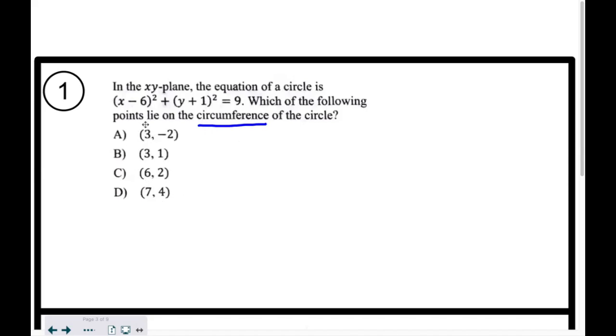So I'm going to plug in 3 for x. I'm going to write this out, but you might be able to just do this in your head pretty quickly. And then I'm plugging in -2 for y. And then this part I'm going to do in my head. And then I need this to equal 9. All right. Well, 3 minus 6 is -3, and -3 squared is 9.